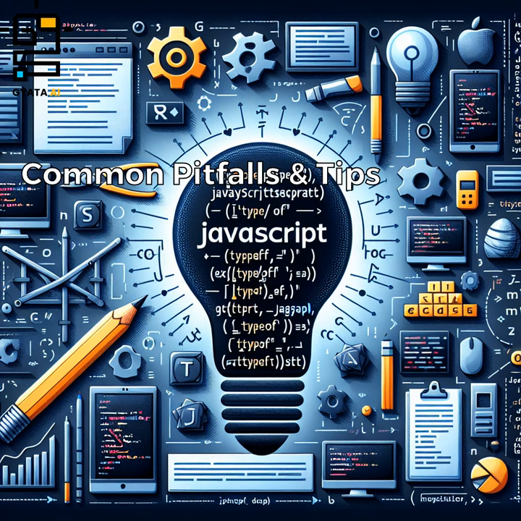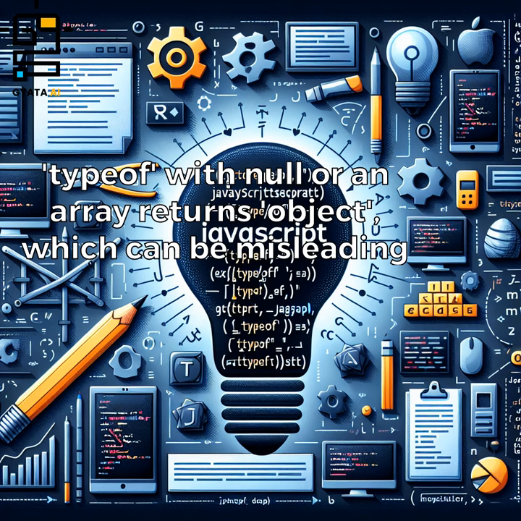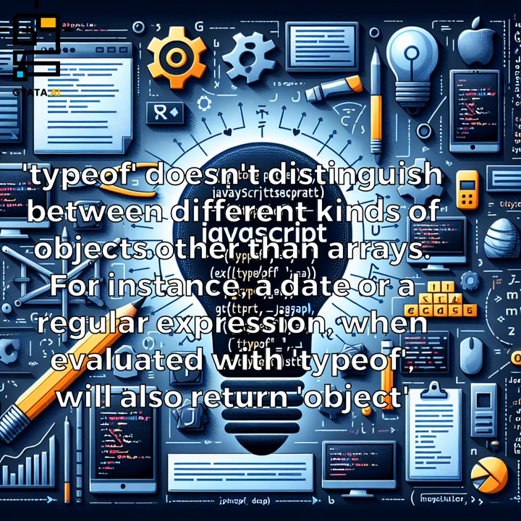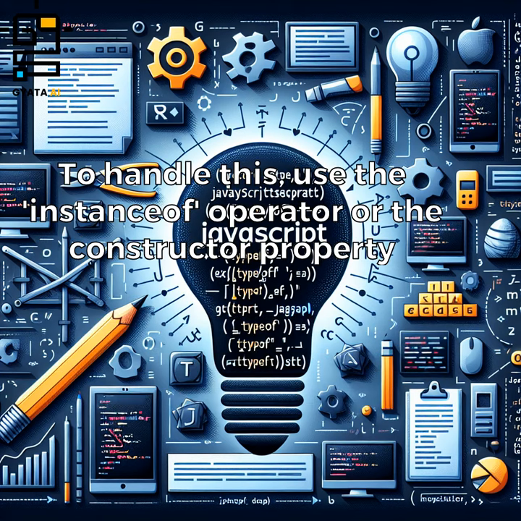Common pitfalls and tips. typeof with null or an array returns object, which can be misleading. Use the Array.isArray method to check if a value is an array. typeof doesn't distinguish between different kinds of objects other than arrays. For instance, a date or a regular expression, when evaluated with typeof, will also return object. To handle this, use the instanceof operator or the constructor property.